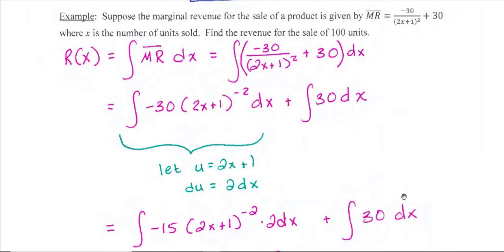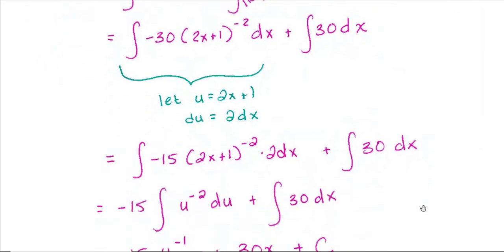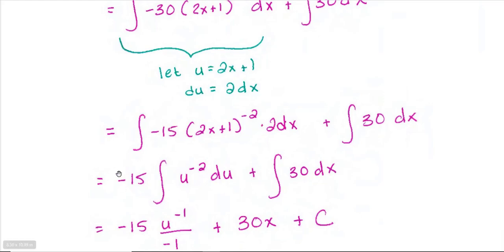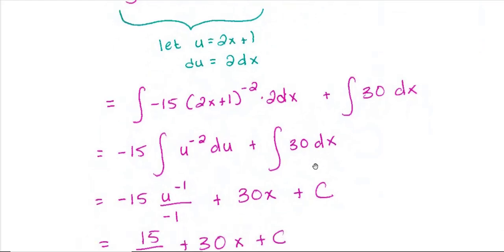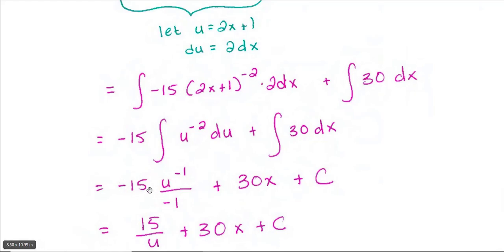Then we have this plus the integral of 30 dx. I don't need the negative 15, so I pull it out. Replace this with u to the negative 2, replace this with du, plus the integral of 30 dx. So now I can say this is going to be negative 15 u to the negative 2 plus 1 over negative 2 plus 1, which is going to be negative 15 u to the negative 1 over negative 1, plus this is going to be 30x plus c.